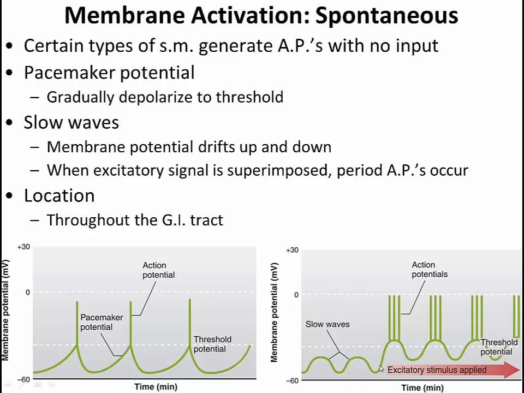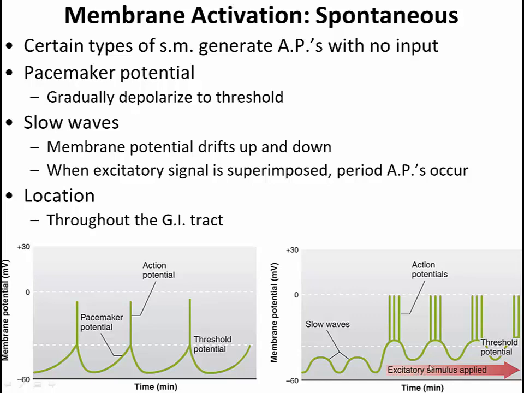But what we see is this: if we superimpose some external stimulus, perhaps the release of a hormone or perhaps stretch, on top of that, then at certain times, of course at the top of one of these waves, you'd be much closer to generating an action potential than you would be at the bottom. And so the end result is that you have these little bursts of action potentials that occur.